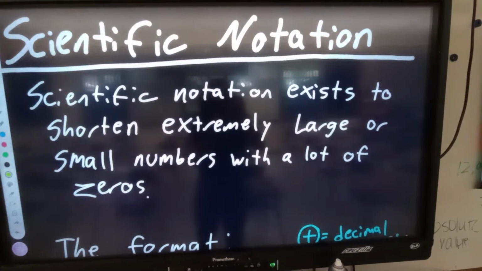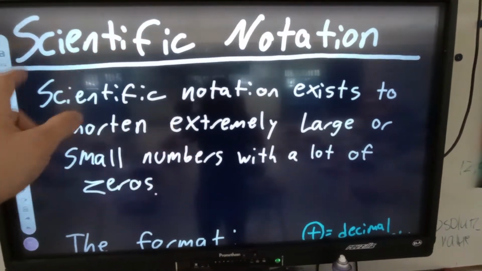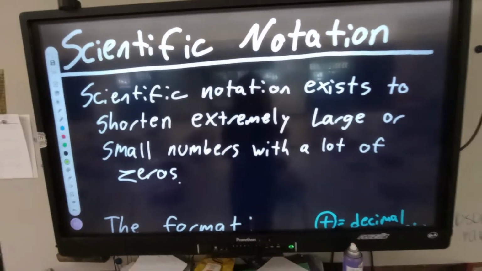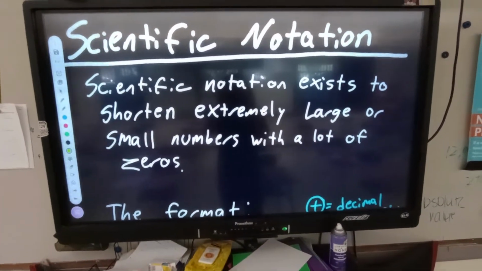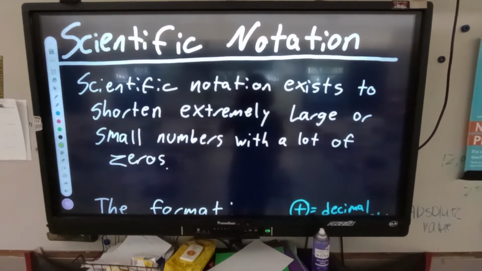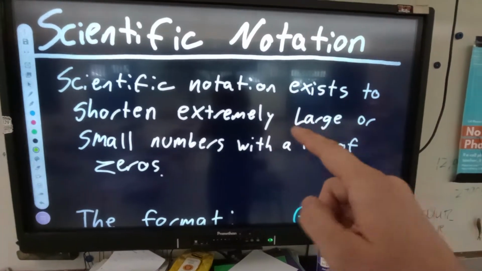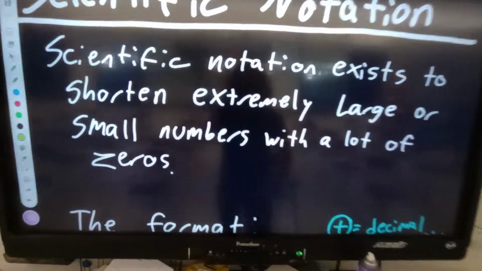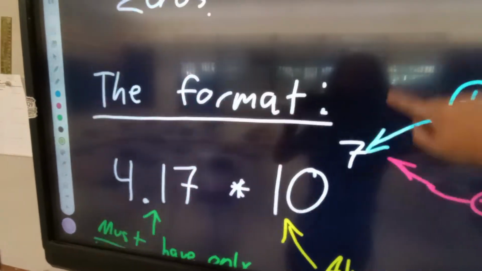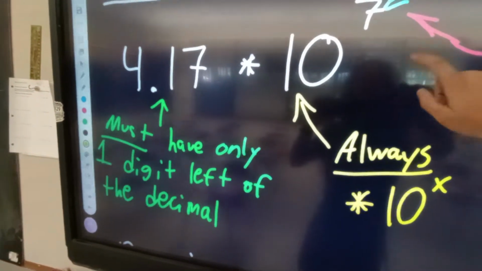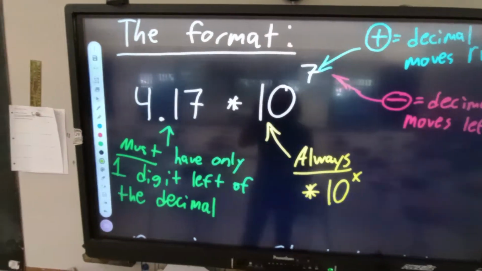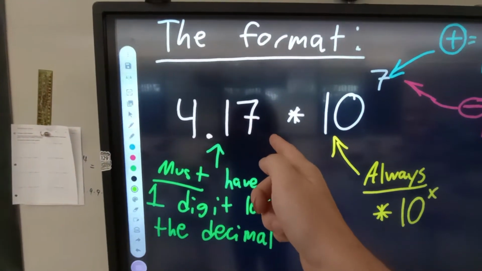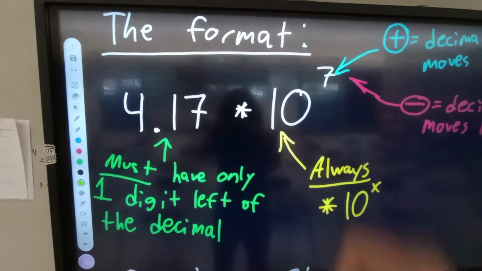All right, so today we covered scientific notation. First, just getting into why does scientific notation exist? What is it good for? Scientific notation exists to shorten extremely large or small numbers with a lot of zeros. I'll show you how these are generally formatted. The format for scientific notation could be something like 4.17 times 10 to the 7th power.